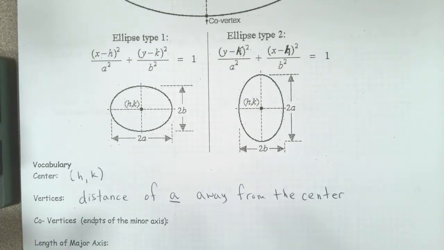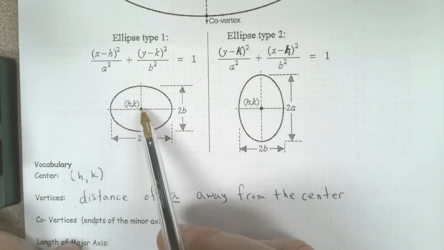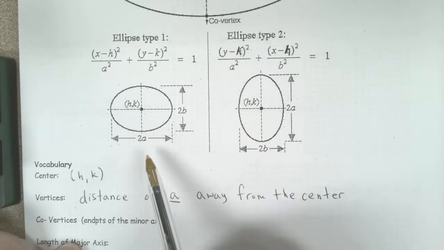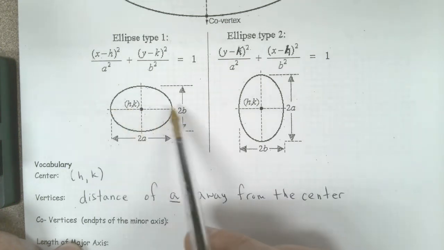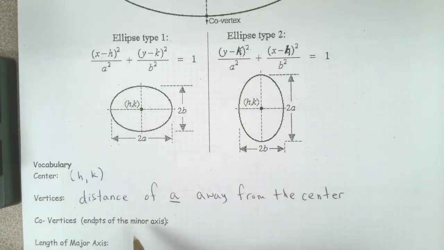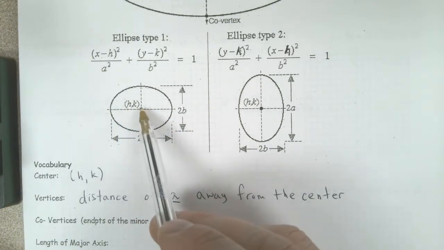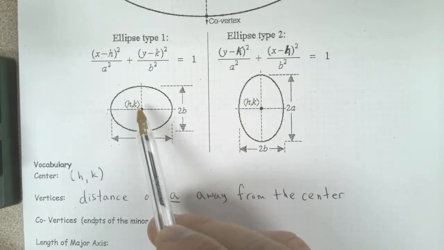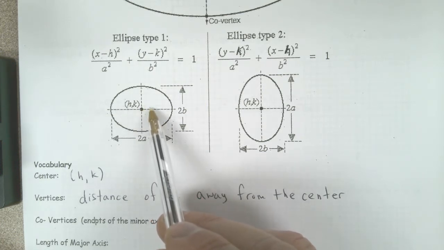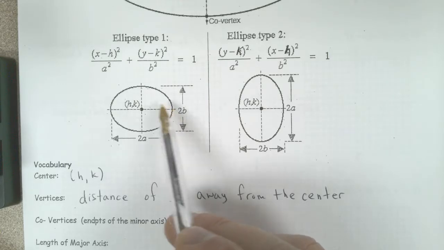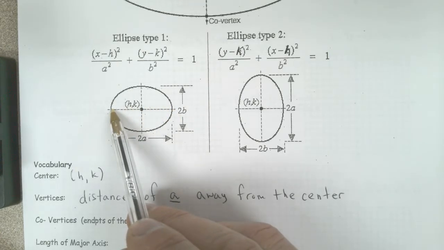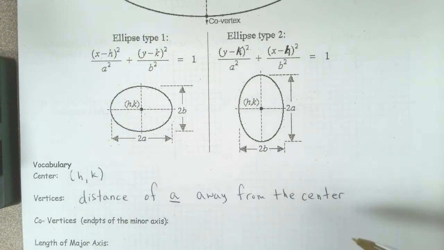Okay, so if I were looking at this picture here, let's say this particular ellipse right here, the A value tells us the endpoints of our vertices. So if I knew in this particular one that A is, let's say, 3, and this is at (0, 0), then we know that the vertices would be at (3, 0) and (negative 3, 0). We're going to do an example here in just a minute so you can better see that.